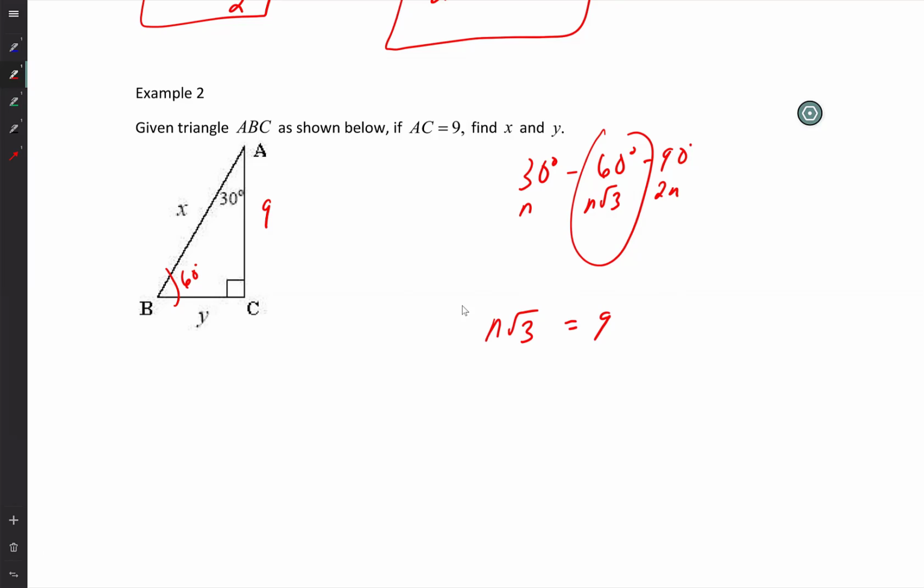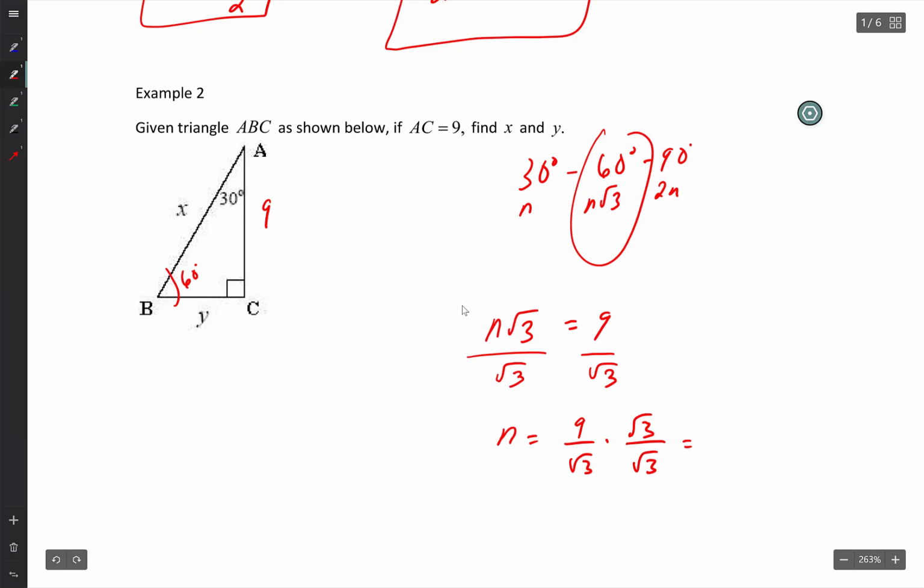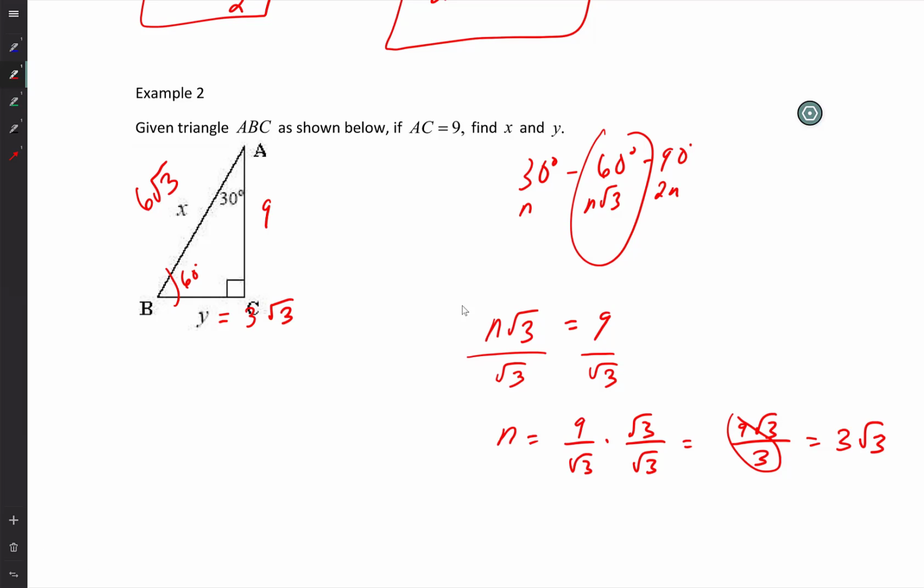Now I want to get n by itself, so I'm going to divide by square root of 3, and I'm going to rationalize it because UH probably rationalizes it. So 9 square root of 3 over 3. 9 divided by 3 is 3, so 3 square root of 3. That's what y is, because y is the short leg. To get the long leg, I just multiply by 2. 3 square root of 3 times 2 is 6 square root of 3. And there it is, you found X and Y.